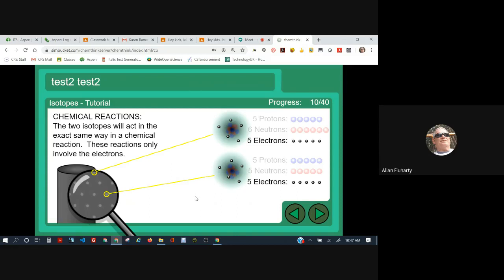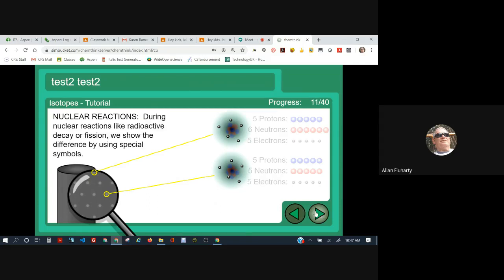In chemical reactions, the 2 isotopes will act in the exact same way. They're both chemically the same because chemical reactions only involve electrons. They have the same number of electrons, so they behave the same chemically. Nuclear reactions. During nuclear reactions like radioactive decay or fusion, we show the difference by using special symbols, because in nuclear reactions, the changing of the nucleus, where the neutrons hang out, actually matters. How many neutrons you have actually is important.